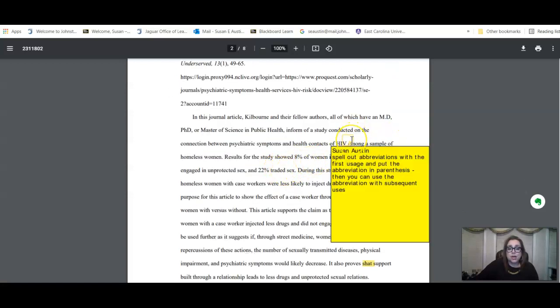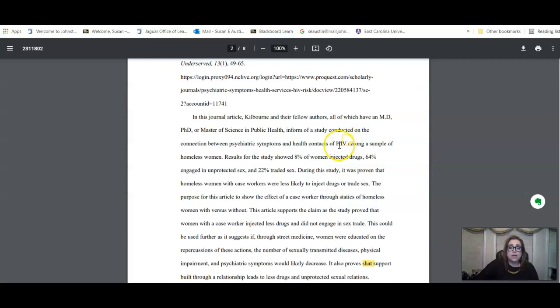I did give a couple of points here. Here she identifies this as a journal article. And then because there were a couple of authors, she just sort of simplified the phrasing to Kilbourne and their fellow authors. Notice how the student used their as a generic pronoun.